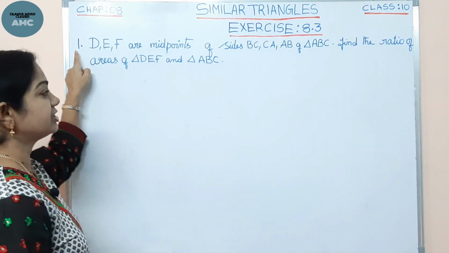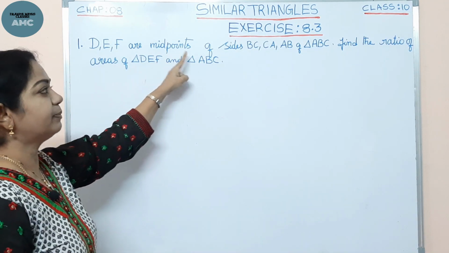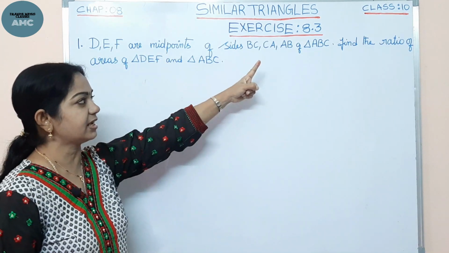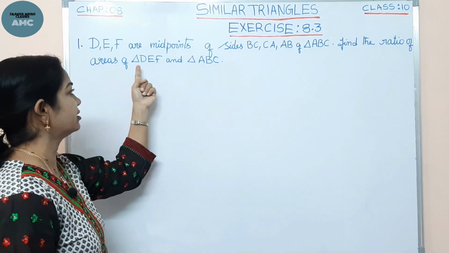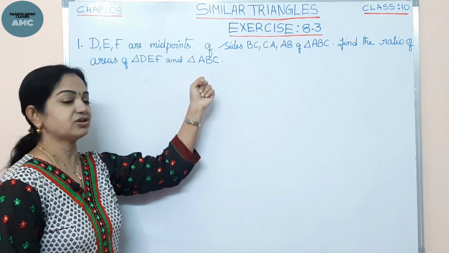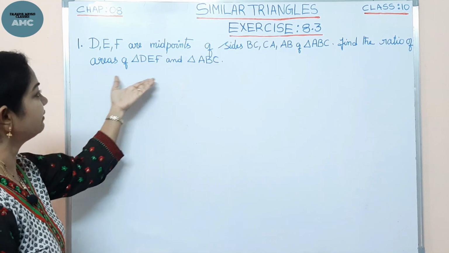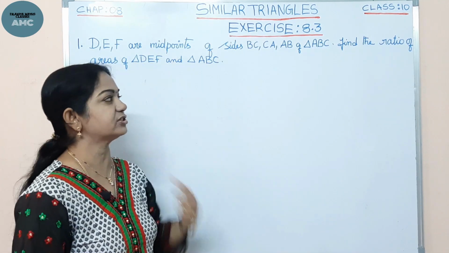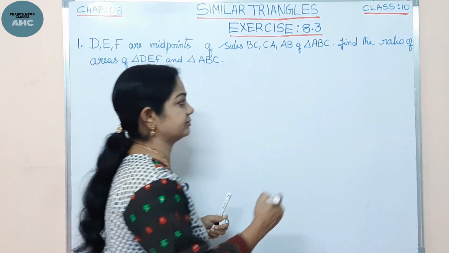Here, the first problem I have noted for you. D, E, F are the midpoints of the sides BC, CA, AB of triangle ABC. Find the ratio of the areas of DEF and the area of the triangle ABC. This is the problem given. Clearly we can see that D, E, F are the midpoints of ABC. Here the diagram is not given, but we need to draw the diagram.